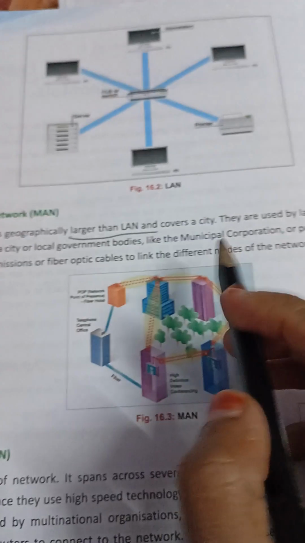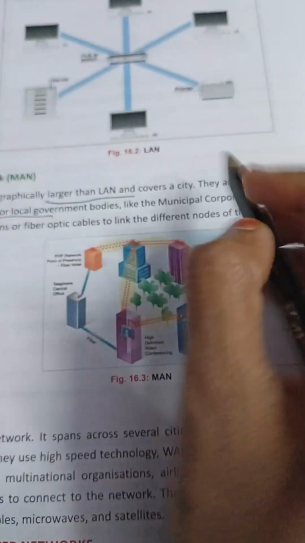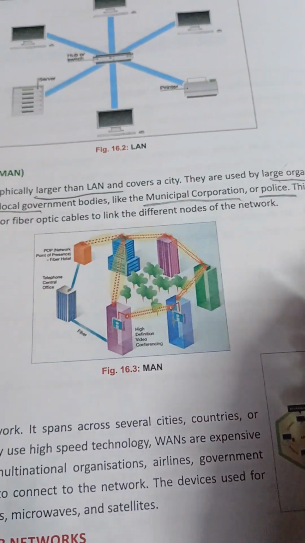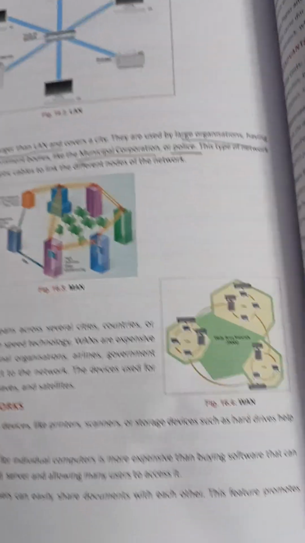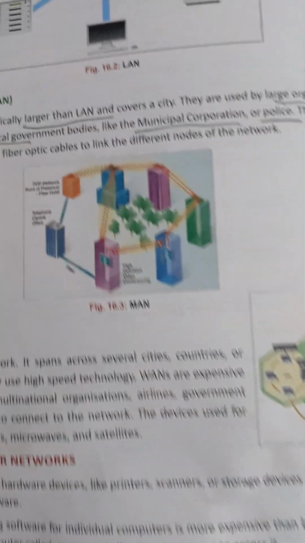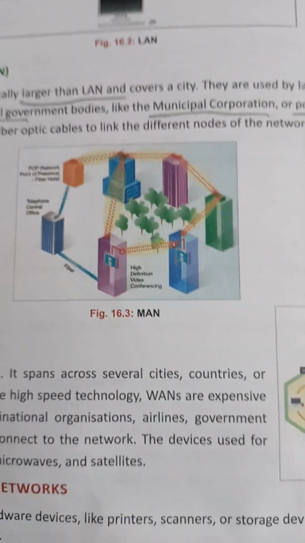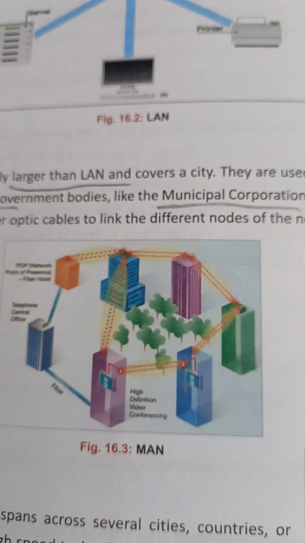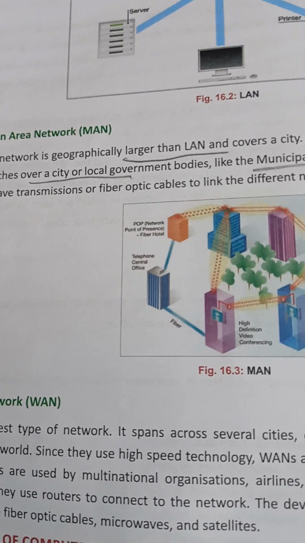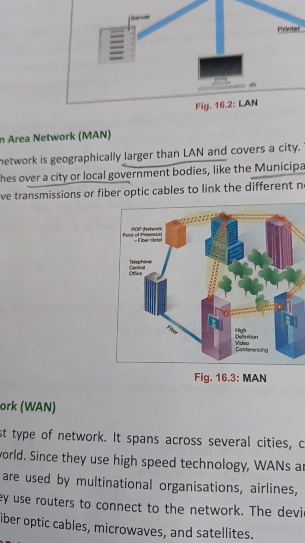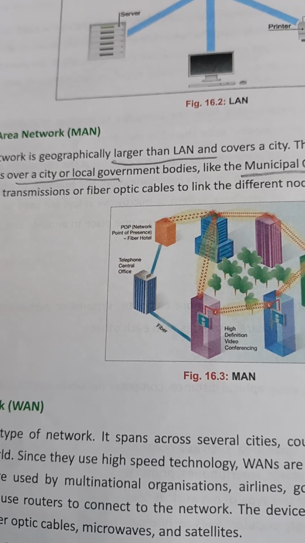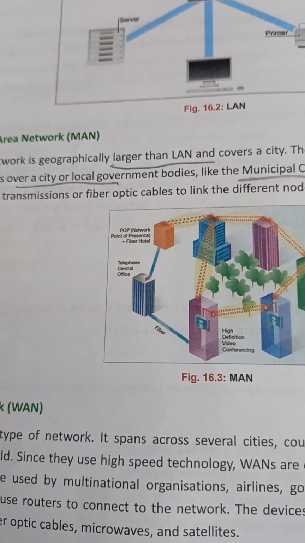Okay, now moving forward to the next one, the metropolitan area network. This metropolitan area network is larger than the local area network. It is used in large organizations having several branches in a city, like a municipal corporation or a police department. Which kind of network is used in police networks or a municipal corporation? You have to mention that: metropolitan area network. Dash network is used in homes and small cabins. Which kind of network? Personal area network.